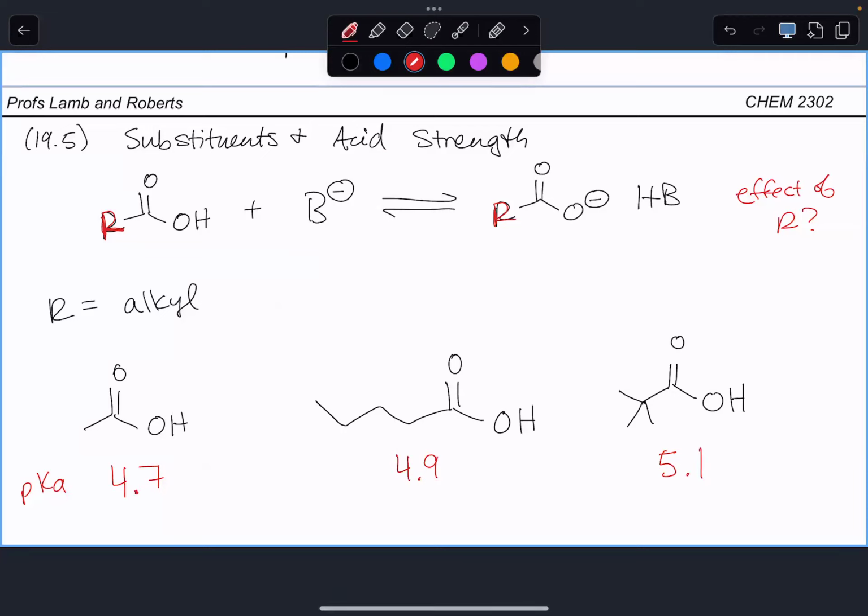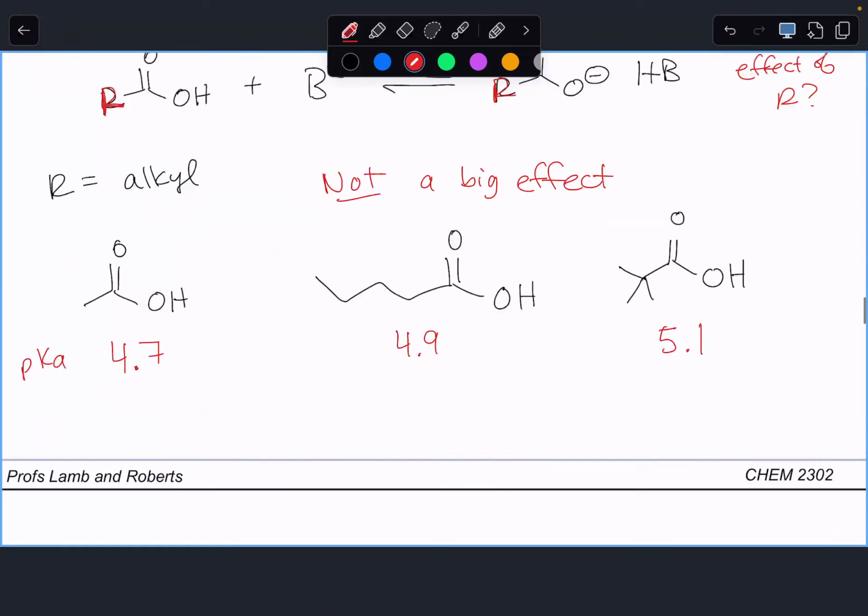Not that different, right? Those are pretty similar. Those are all really close to 5. So this is not a big effect if it's just an alkyl group, right? Just carbons and hydrogen, sp3 hybridized. Just alkyl groups, not a big effect. It starts to become a bigger effect if you start introducing halogens or very electronegative atoms.